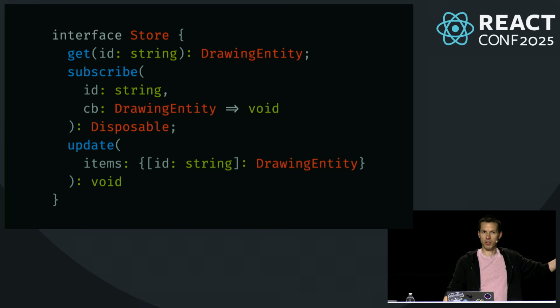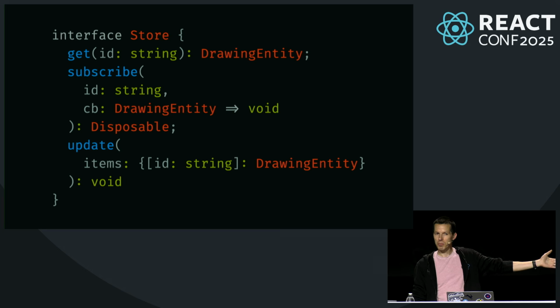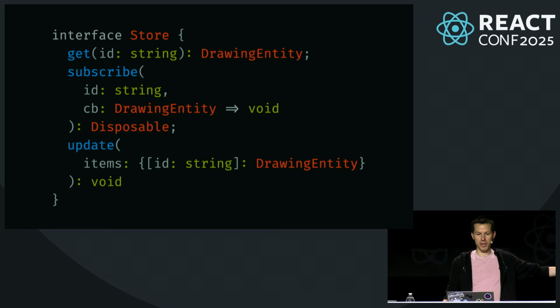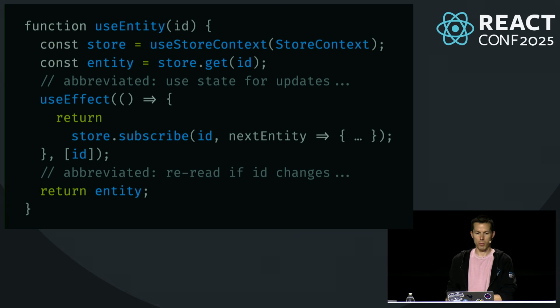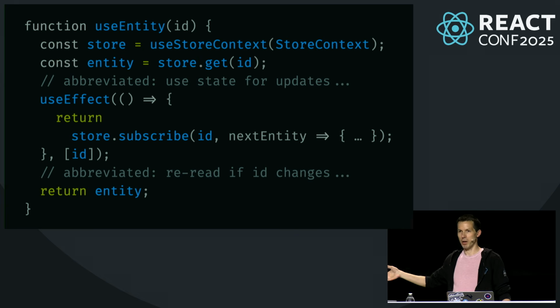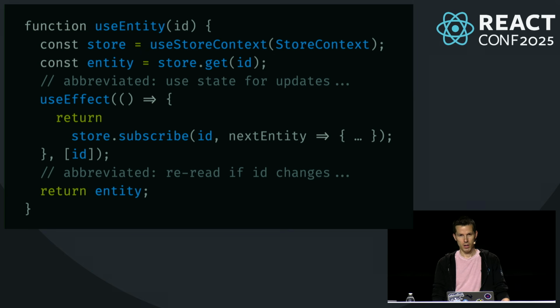It's got a get function to look up the current value of a drawing entity, a function to subscribe for updates to that value, and a way to publish updates to a few records at a time. And then we'll write a little hook that lets us read and subscribe to this store. Basically, I'm writing my own use sync external store here. There's a bunch of to-dos, but you get the idea.